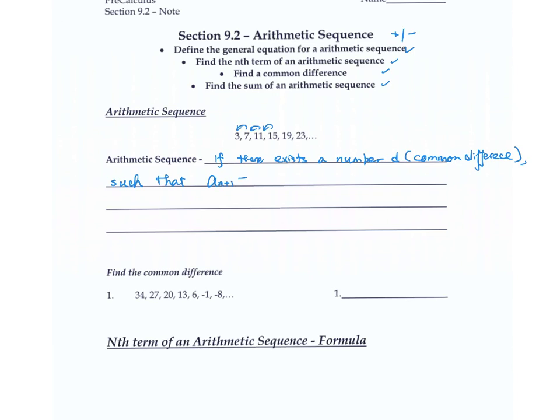a(n+1)th term equals a nth term plus D for any integer n greater than or equal to 1. Note that it's integer, right? In this case, our D is 4. So let's look at the example below. 34, 27, 20, 13, 6. So the difference between each term and the next is -7. So here, my D equals -7. That's my common difference.